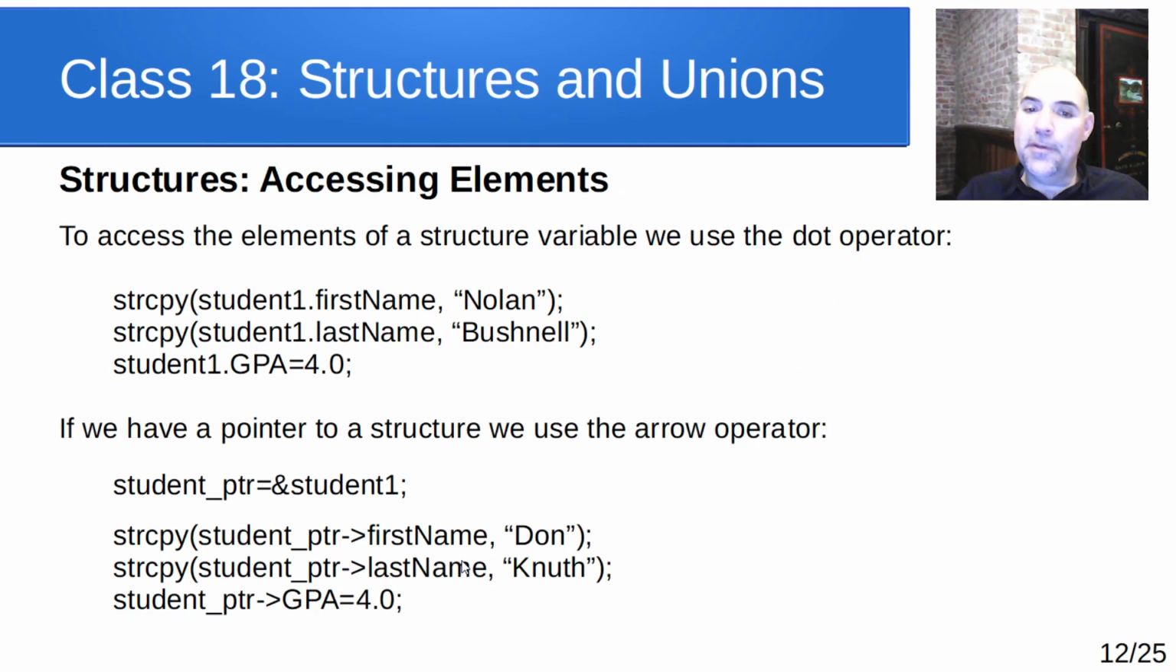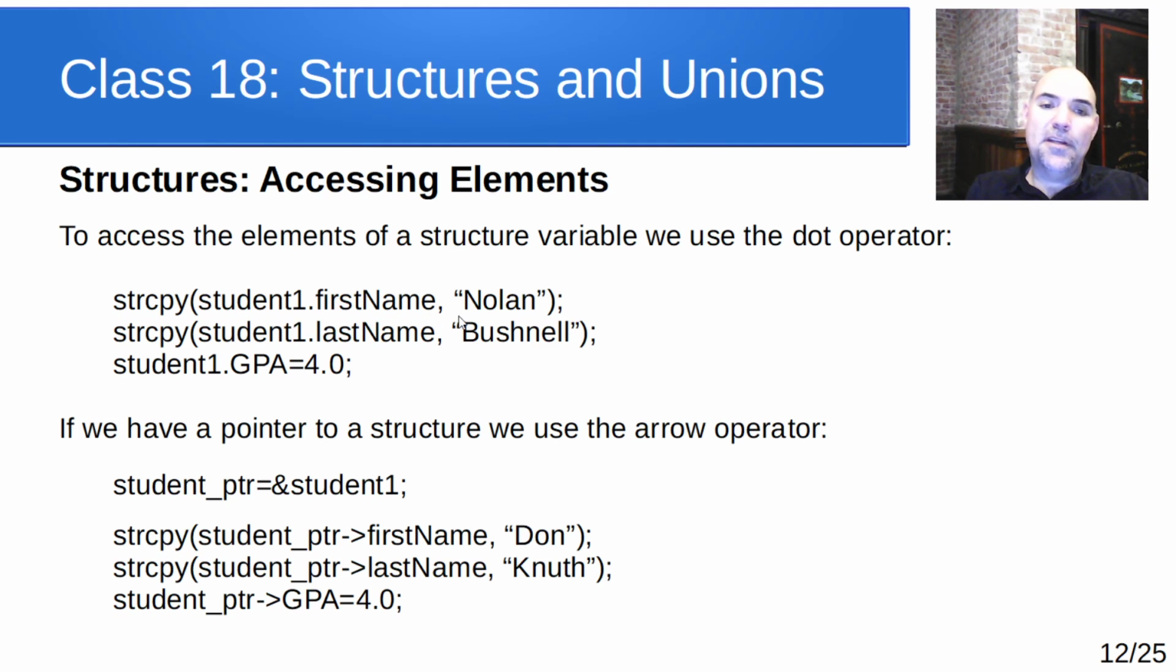And this is going to look familiar to you. So to access the elements of a structure variable, we use the dot operator. And that dot operator will look familiar if you're used to object-oriented programming. So this is saying in the student1 structure, dot first name, access the first name field of that structure.